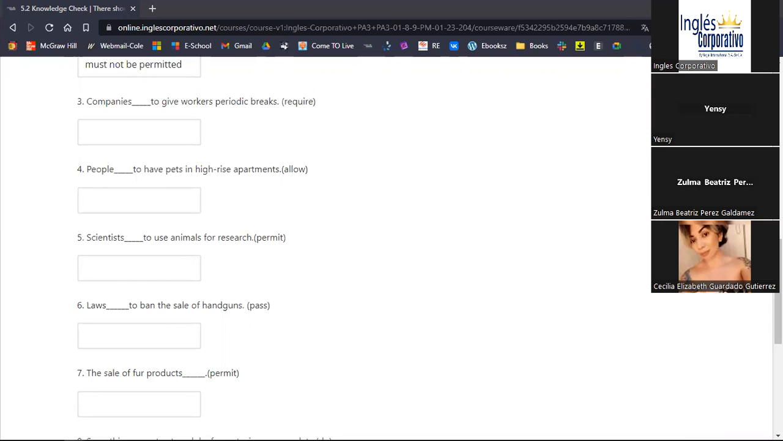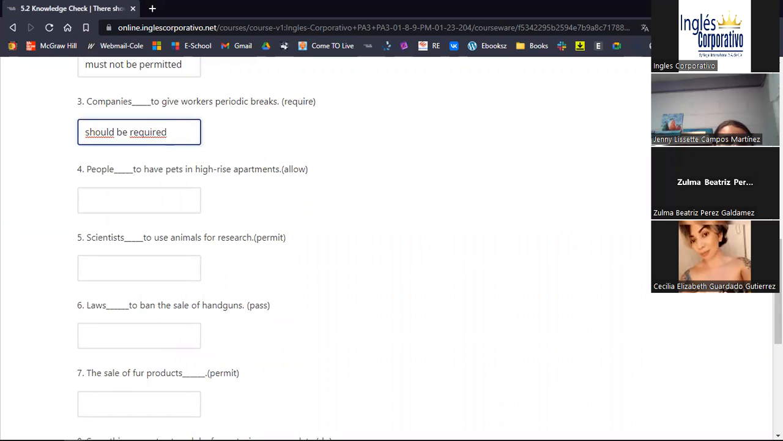Should be required. Should be. Okay, for this one, we have three options. You can say ought to be required, should be required, or must be required, right? So the three options are okay. If you chose either, you're doing good, okay? Repito las opciones. Pueden ser ought to be required, or should be required, or must be required, okay? So in this case, let's continue using should, and we're going to say should be required, okay? What about the next one?